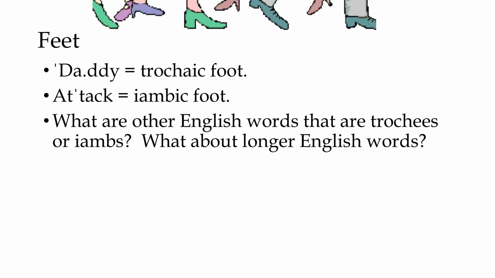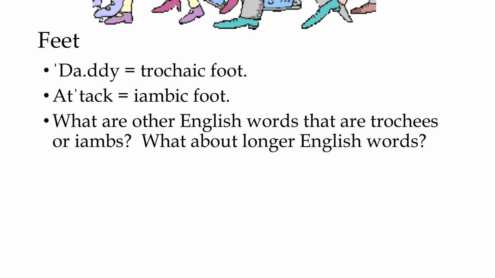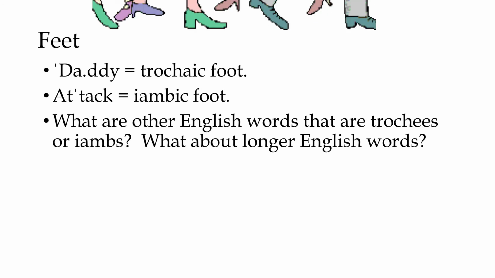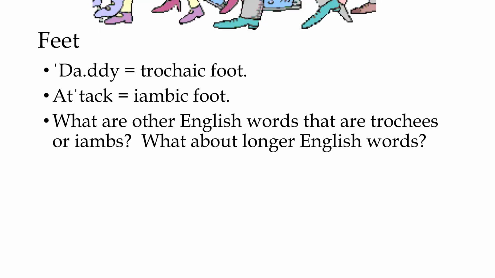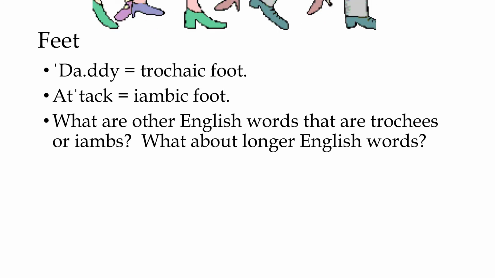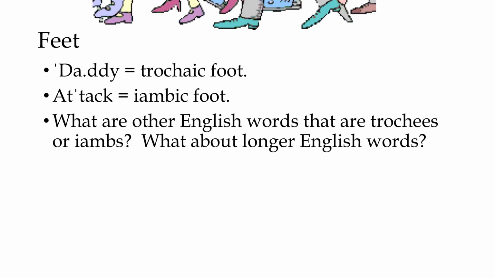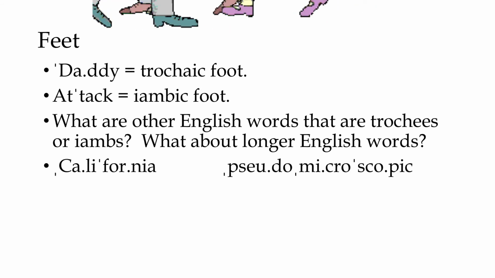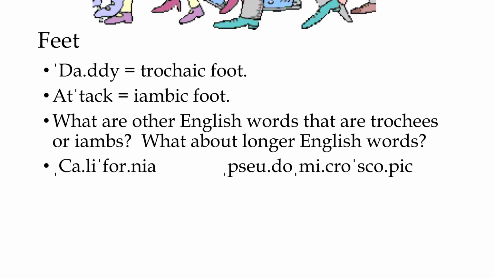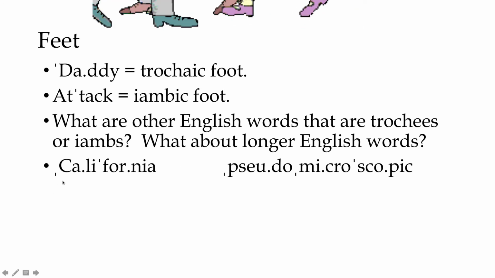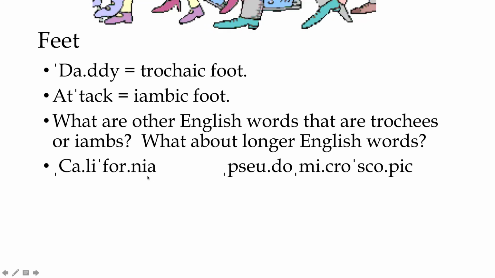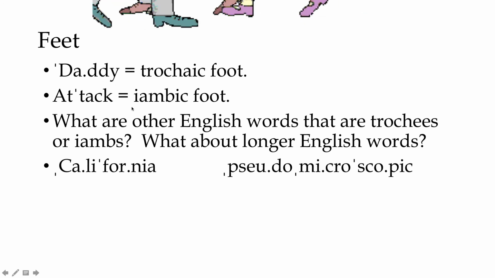Daddy, dada. It's like butter, answer. Or iambs, those are rarer. Attack, construct, relieve. Those are iambs. Longer English words, if you've got more than two syllables, are going to be made of more than one foot. So a foot is a grouping of these two syllables. It's like California. Is California made of two trochees or two iambs? We'll see: dada, dada. So we have one foot, Cali, another foot, fornia, and so it's actually made of two trochees, two trochaic feet.